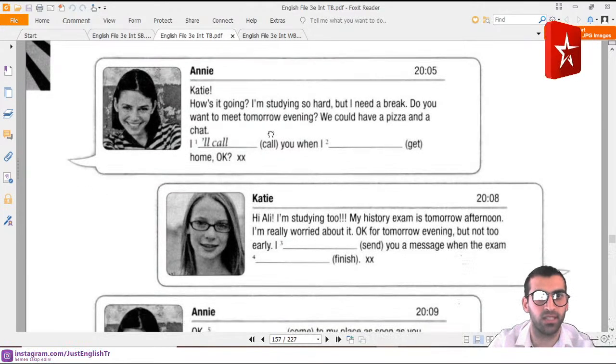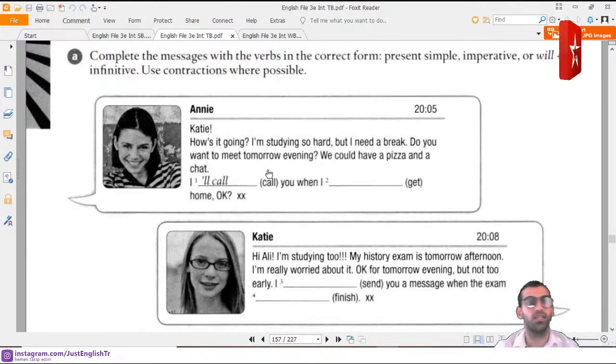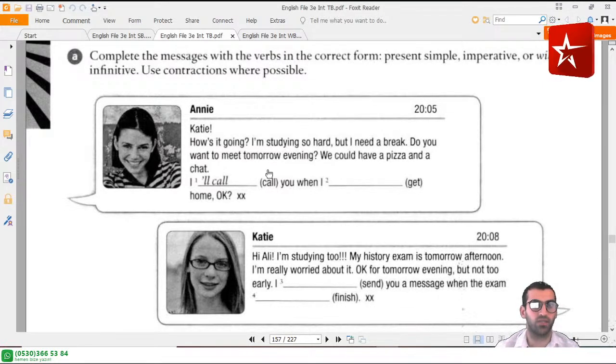Annie and Katie, they are texting each other. Complete the message with the verbs in the correct form: present simple, imperative, or will plus infinitive. Use contractions where possible. Katie, how's it going? I'm studying so hard, but I need a break. Do you want to meet tomorrow evening? We could have a pizza and a chat. I'll call you when I get home.